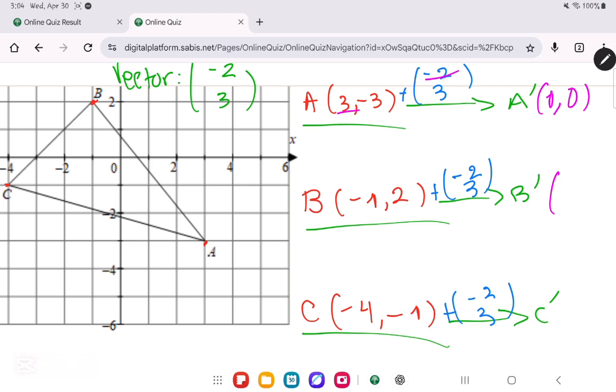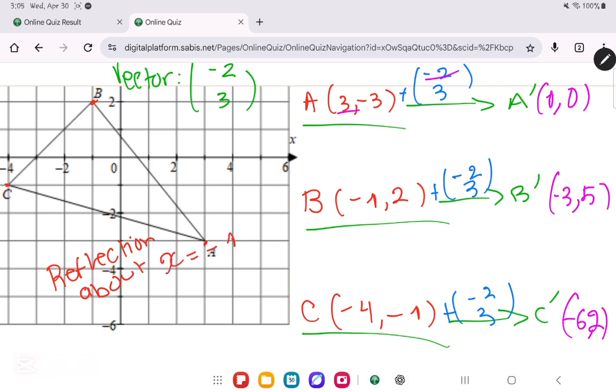For B prime, -1 - 2 gives us -3, and 2 + 3 gives us 5. For C prime, -4 - 2 is -6, and -1 + 3 is 2. Just like that, we found the first thing we had to do, which is a translation under a vector. Now the second thing we have to do is a reflection about x = -1.